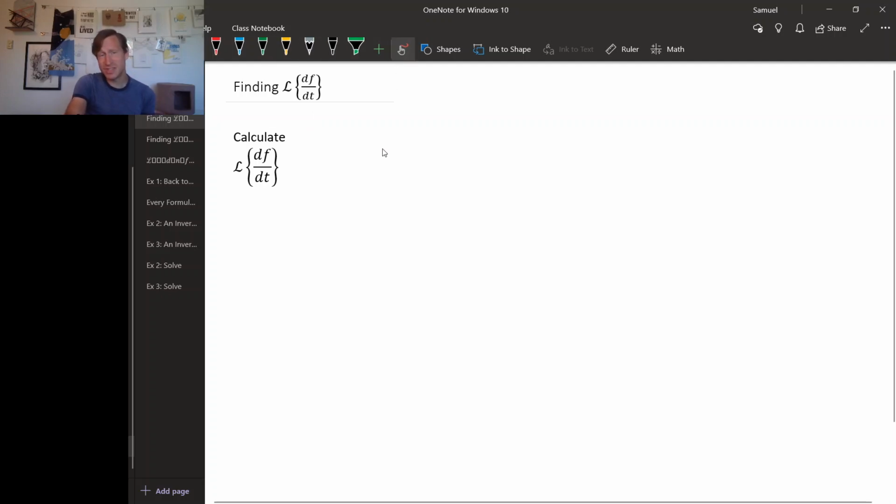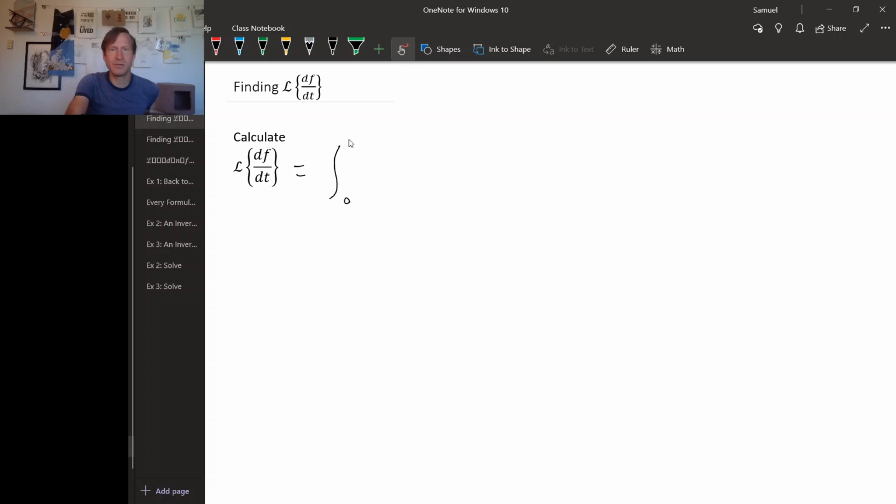We're going to have to just use the definition of the Laplace transform because that's all we have when we don't have a nice handy rule. We just have to use the definition. So the Laplace transform of df dt is the integral from 0 to infinity of e to the minus st times, I'm going to write this f prime of t dt. So that's the definition.